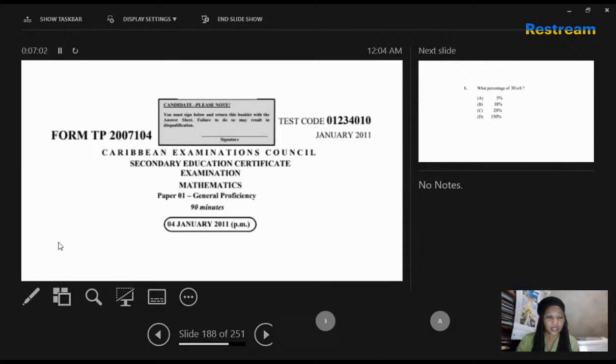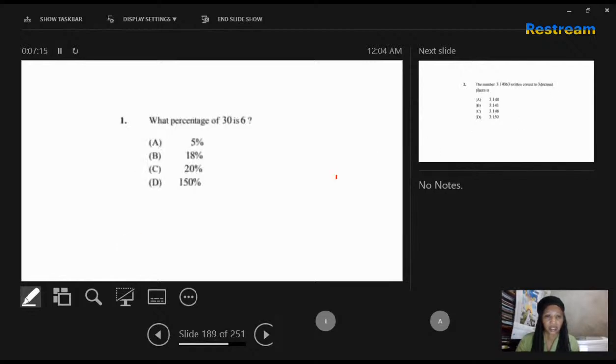All right, so this is the 2011 January paper. We're going to go through this one. Asar, you take question 1. What percentage of 30 is 6?